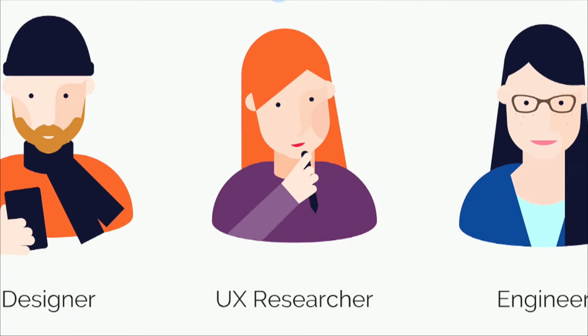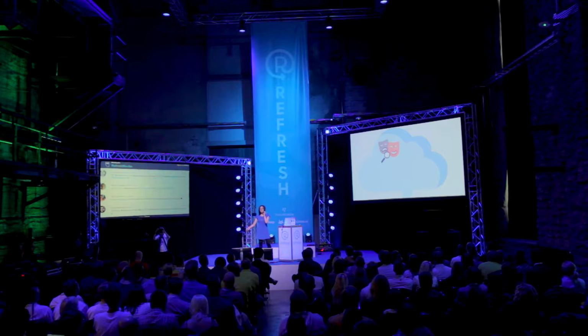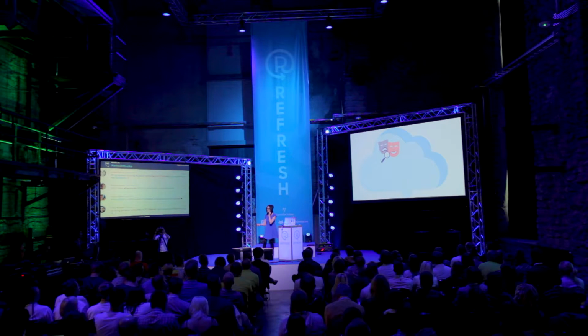Next is our UX researcher. So this is our user. When they interact with our product, a lot of feelings can arise: positive, negative, happy, sad, frustrated. Our UX researcher wants to pinpoint where in our product negative feelings arise so that they can improve these features for the user.